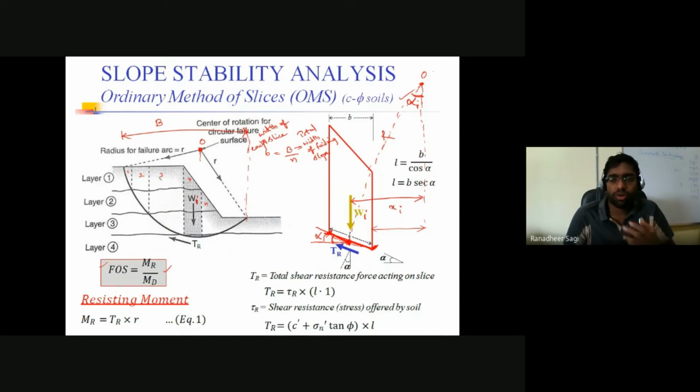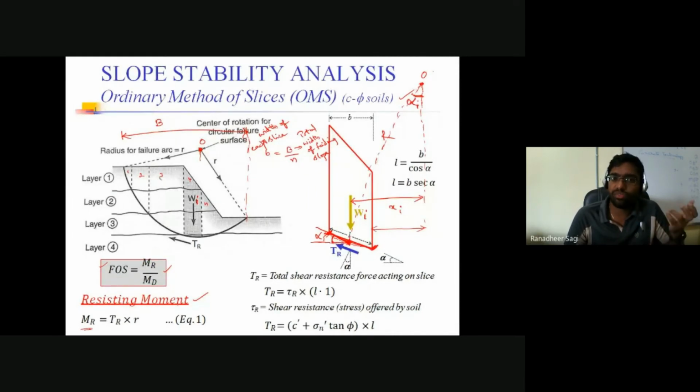If I go on to calculate how much is the force getting resisted, and how much is the force causing the failure in the slope of that particular slice, we can simply write down your expression for factor of safety. If you look at your expressions, what we have been talking about earlier also: total resisting moment, if I want to calculate, I repeat, the total resisting moment is nothing but total resisting force.